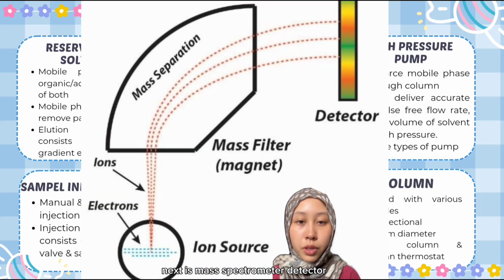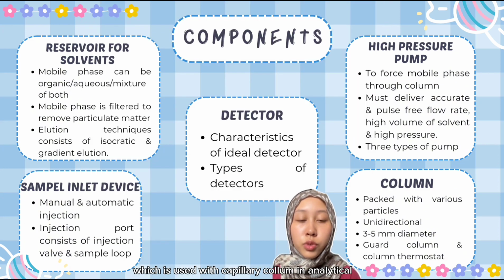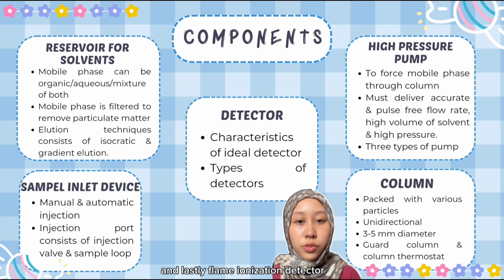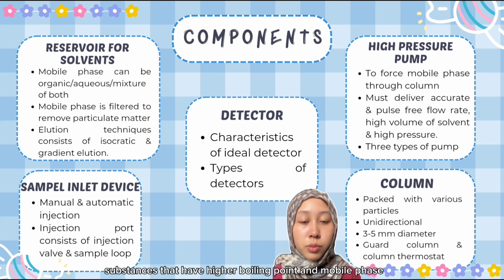Next is the mass spectrometer detector, which is used with capillary columns in analytical HPLC to give information about the nature of the material. Next is the fluorescent detector, which is more sensitive than the UV detector. And lastly, the flame ionization detector, which is used for substances that have a higher boiling point than the mobile phase.